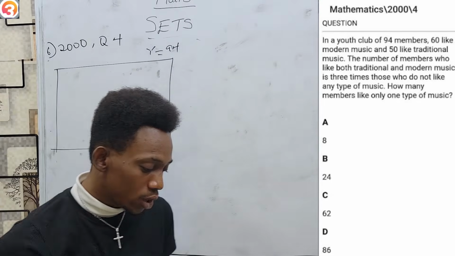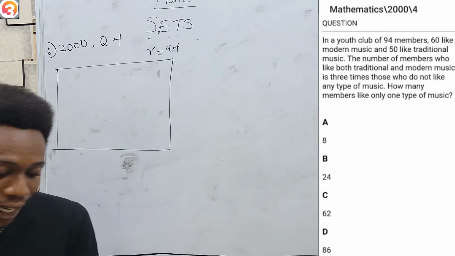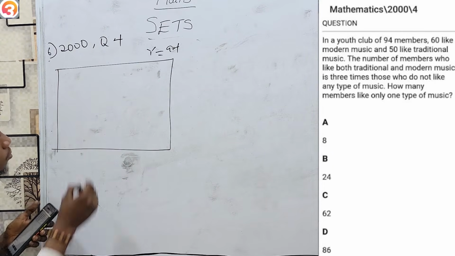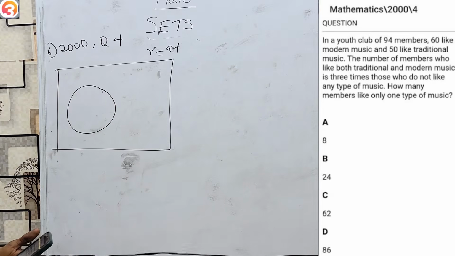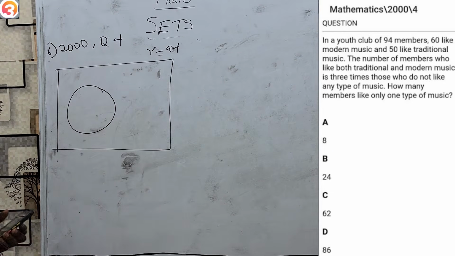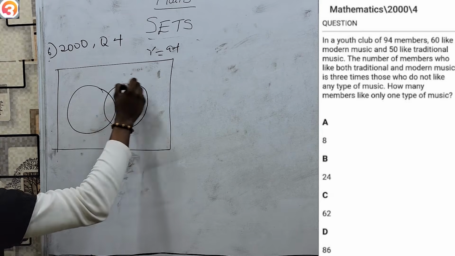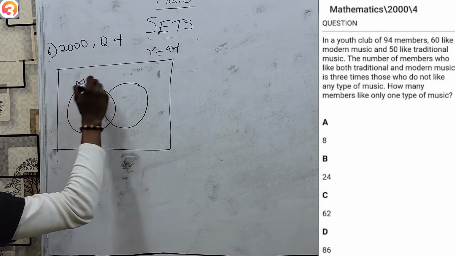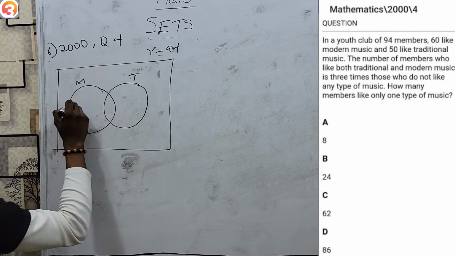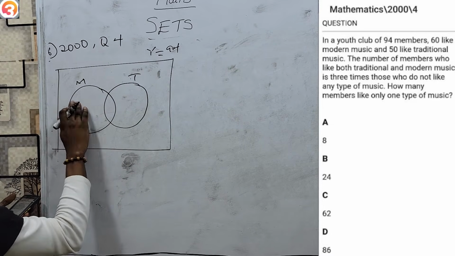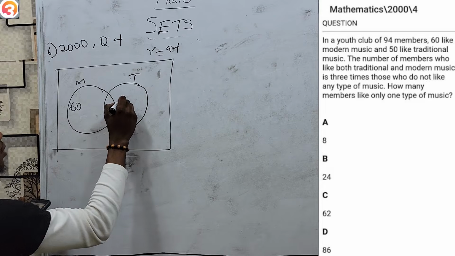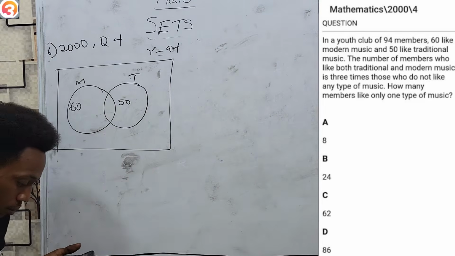60 like modern music and 50 like traditional music. So, is there going to be an overlap? Yes, because there's a number of those that like both. So, 60 like modern, and 50 like the traditional.